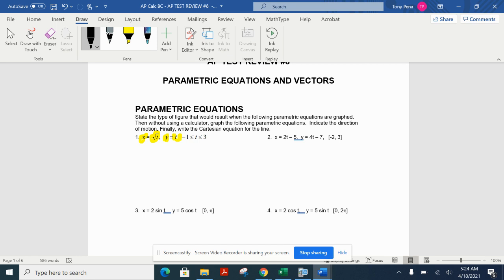So what this question is asking: state the type of figure that would result from the following parametric equations if they were graphed. If you didn't have a calculator, we would then graph them, identify the direction of motion, and then write the Cartesian equation for that. I shouldn't say line here. It's just whatever the figure is. Some of these are lines, but not all of them.